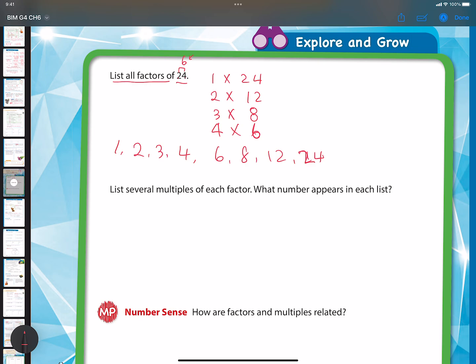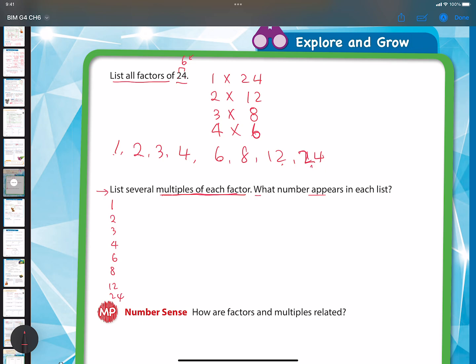Now, they're asking us to list several multiples of each factor. So we have how many factors here? 1, 2, 3, 4, 5, 6, 7, 8 factors, right? And we need to list several multiples of each factor. So I'm going to list them, and they are asking what number appears in each list. Okay, let's take a look. The factors are 1, 2, 3, 4, 6, 8, 12, 24. So now I'm going to write down the multiples of each factor.